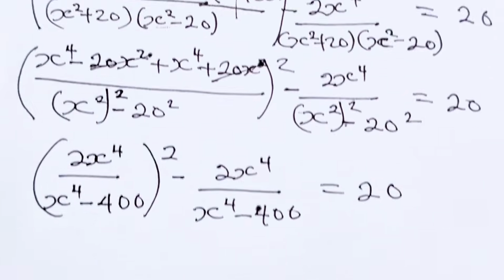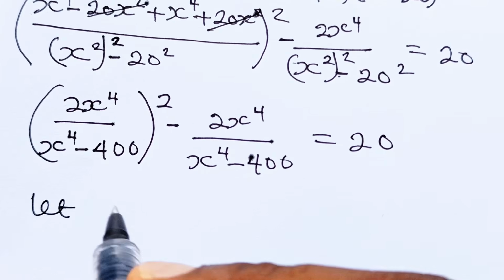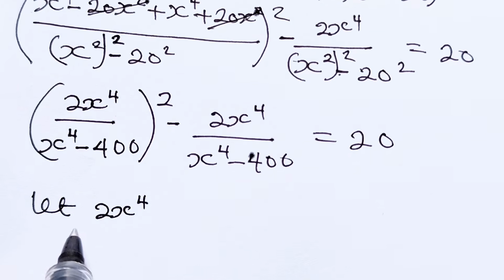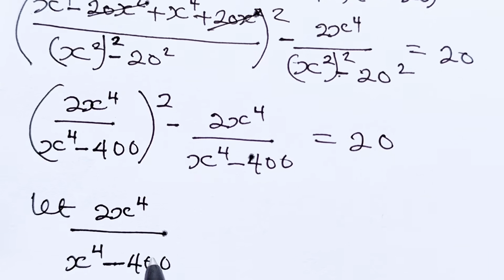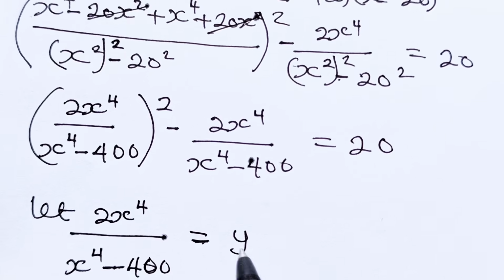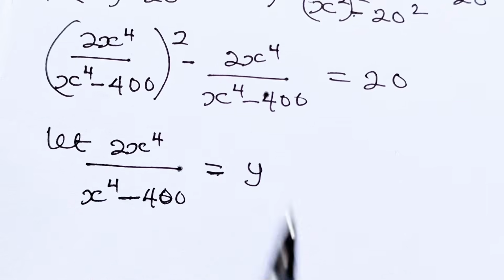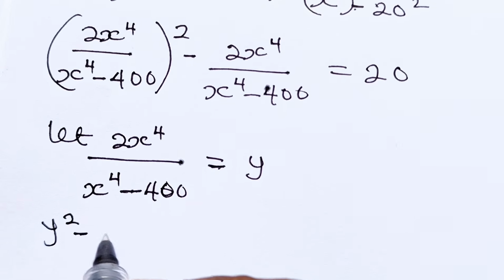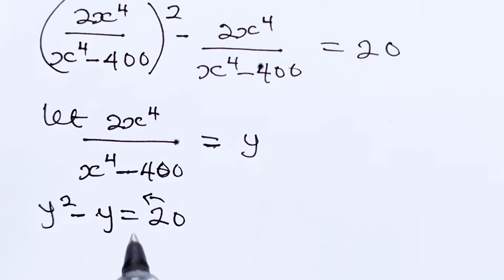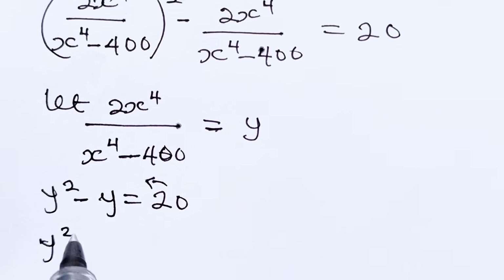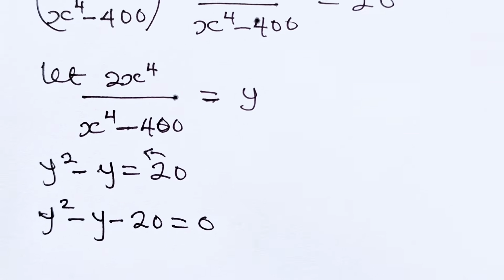Now if you look at this, you notice that we have the same thing here and here. So we can say let 2x to the power of 4 divided by x to the power of 4 minus 400 be equal to y. So if we say that, that means we can rewrite this as y squared take away y is equal to 20. Now let us transfer this to the other side. If we do that, we have y squared minus y minus 20 is equal to 0.